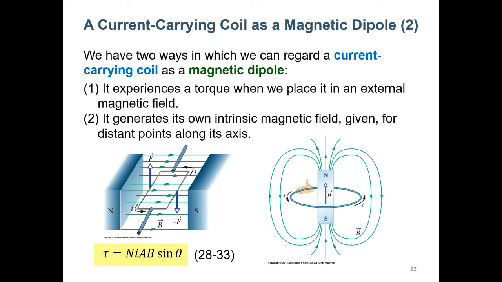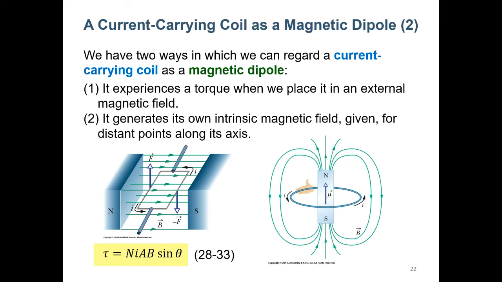So here we have BBQ again. We have a current coil as a magnetic dipole. There are two ways in which we can regard a current coil as a magnetic dipole. So we have two magnetic bars. This is the north pole, this is the south pole. We have a roughly uniform magnetic field going from left to right, drawn in the green lines. And then we have a current carrying wire inside, and we fix it here.